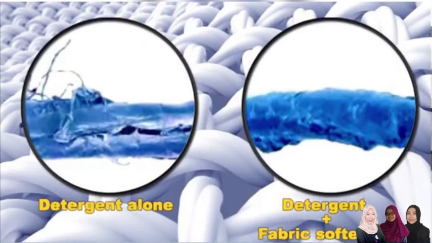Okay, let's see how fabric softener works. Fabric softener normally is added during the final rinse cycle, allowing it to penetrate into the fabric fibers of clothes. The softener is then maintained as clothes dry, preventing static cling while leaving the clothes with a nice scent. The picture shows a comparison of fabric threads when washed with detergent only versus when treated with detergent plus fabric softener.